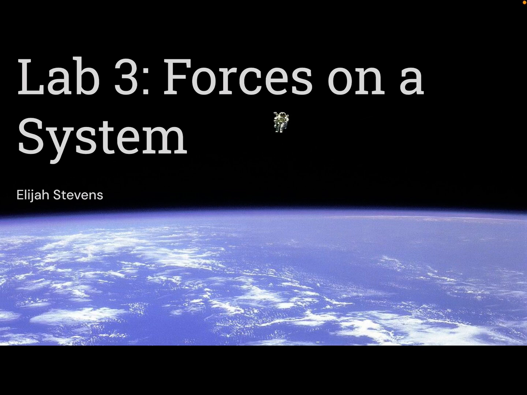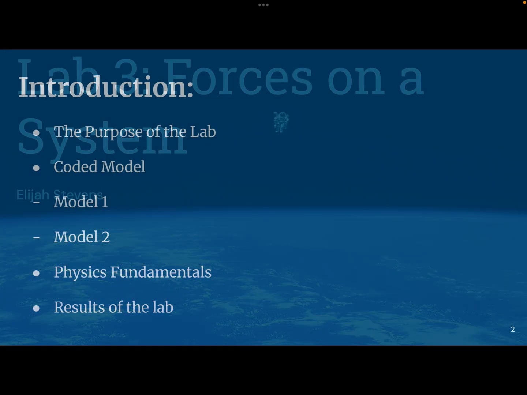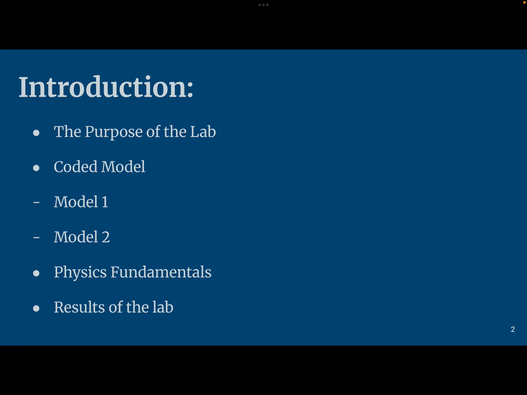Today we're going to be discussing how forces act on a system. The purpose of this lab was to demonstrate how different forces affect the trajectory of a system or an object. We used two coded models, one being a black hole that was orbited by a star, and the second model was a spacecraft that was launched off the moon and then orbited the moon and the planet.